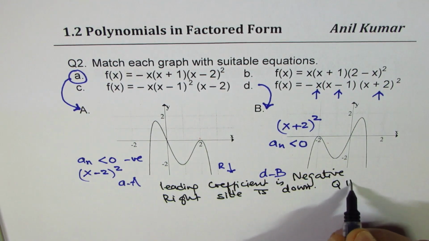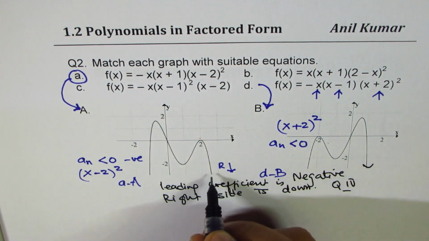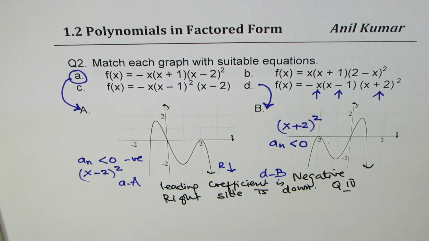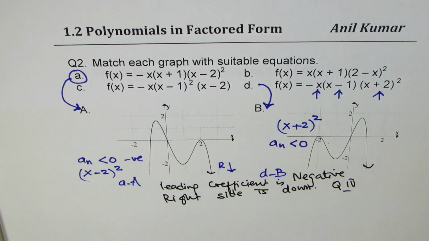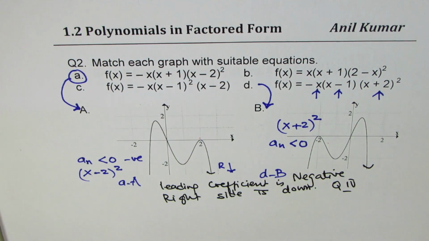Means quadrant 4. Does it make sense to you? So this means both leading coefficients should be negative, right? As you have seen. Perfect. So that is how you match the graph with the equation. You can always match the other parts, which are the zeros, right?